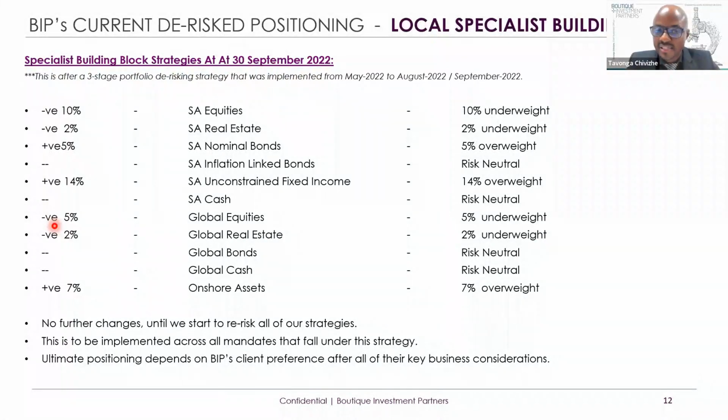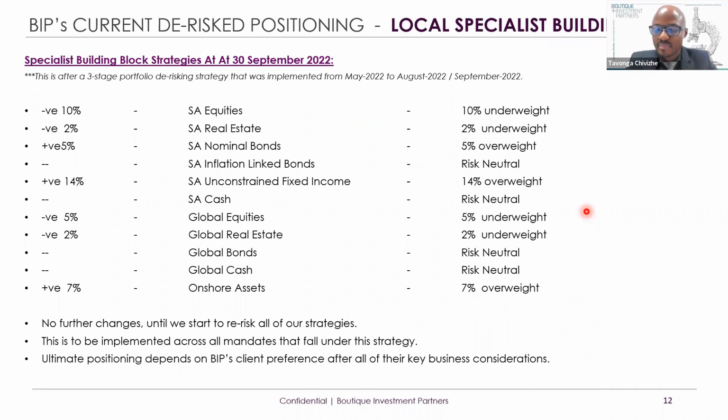And then after doing that, we cut back both DM and EM by 5% combined to create this 5% underweight. Global real estate, which came with a strategic weight of 5% like local real estate, also got cut back by 2%. So effectively, what we did is we created dry powder of 7% on the global side and dry powder of 12% on the local side, which pretty much created a 19% defensive block, all else equal.